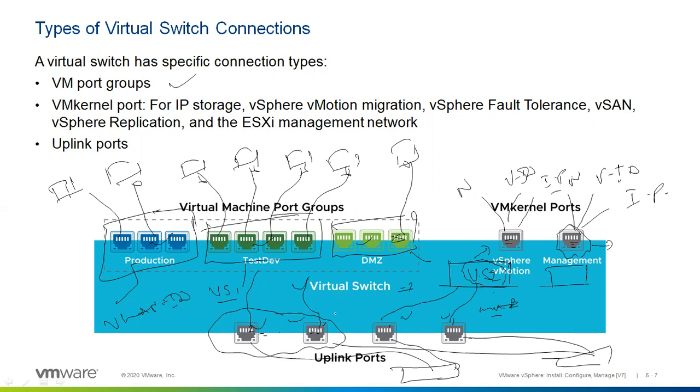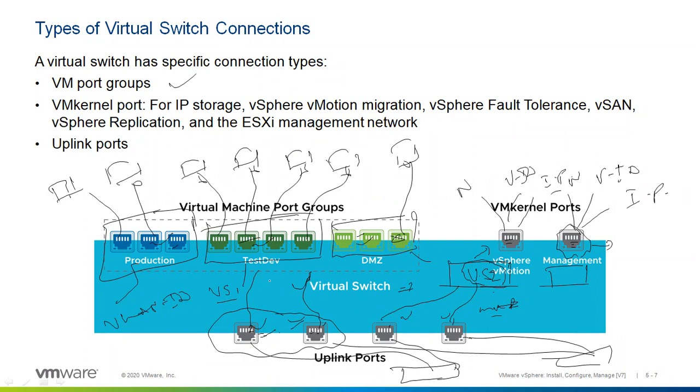Sir, there is some confusion here. Tell me, what is the confusion? We are creating port groups inside the virtual switch. Absolutely right. So the virtual switch will be mapped to the uplink ports, not the port group. Port groups are inside the virtual switch. Okay.